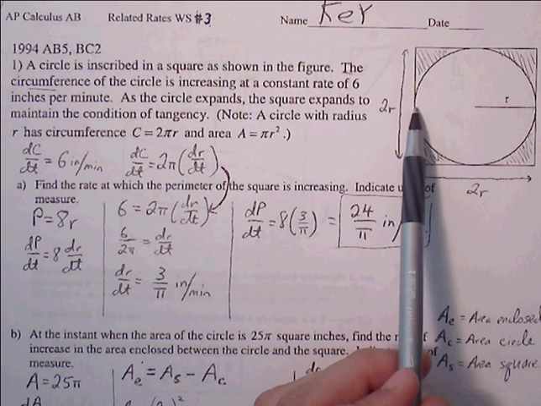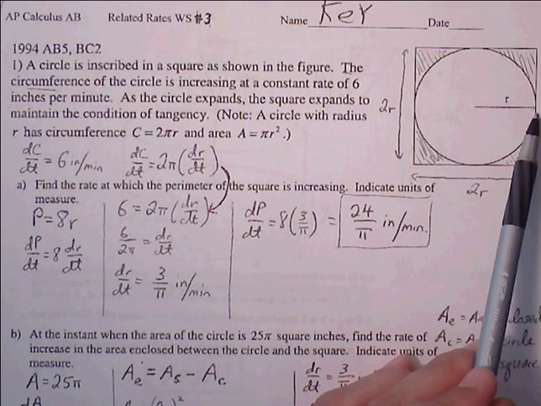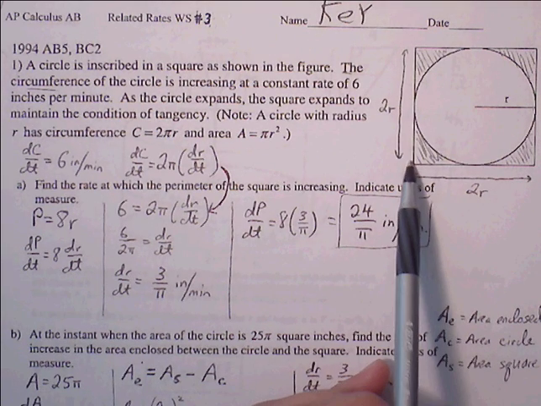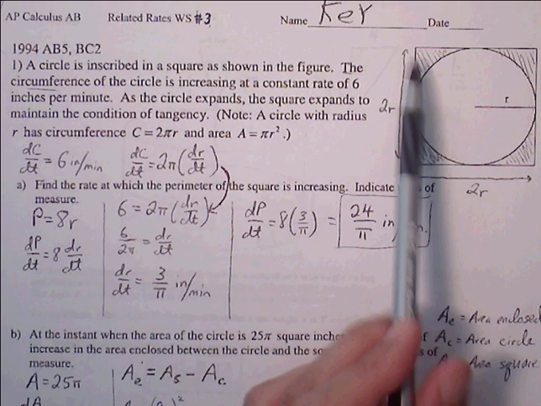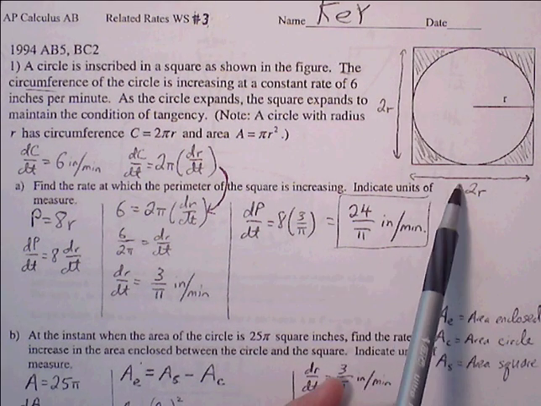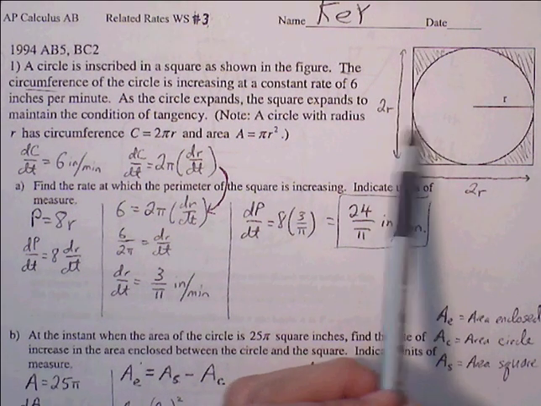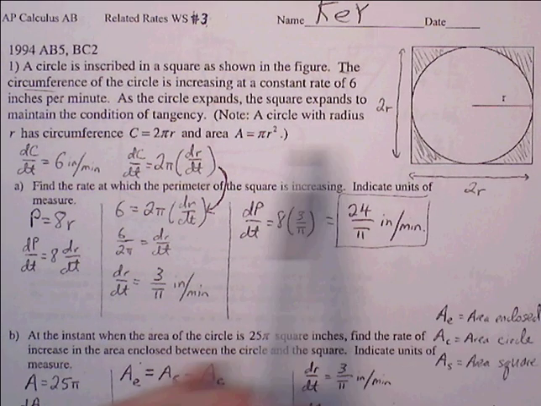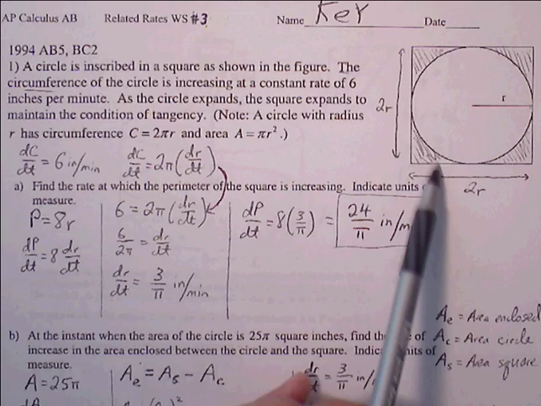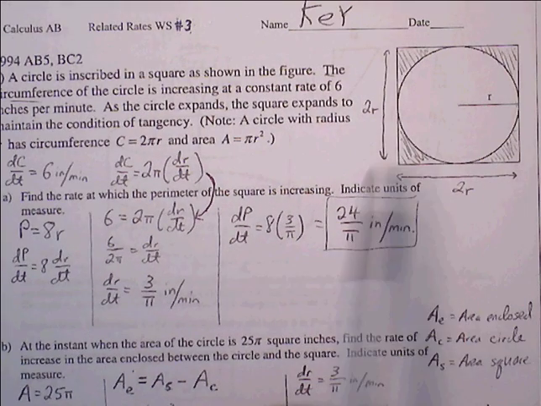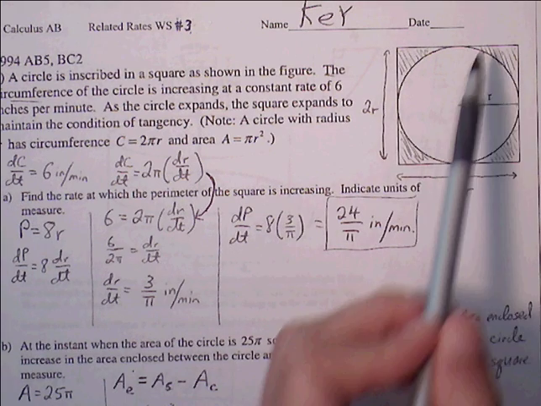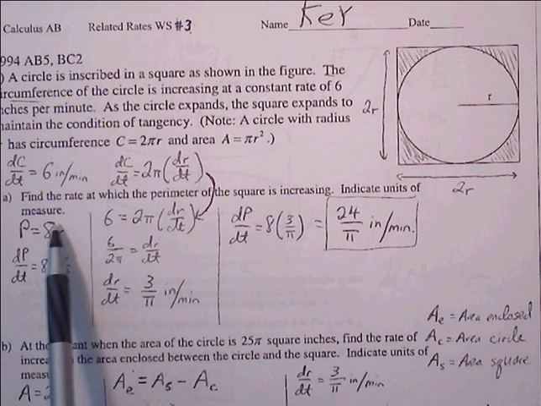So one side length of the square will be 2r, which means all the side lengths will be 2r since this is a square. So then we can now create an equation that relates radius and perimeter, since this is the only information that's given to us. If we add up all the side lengths of the square, we have perimeter is equal to 8r. We add 2r plus 2r plus 2r plus 2r equals 8r.